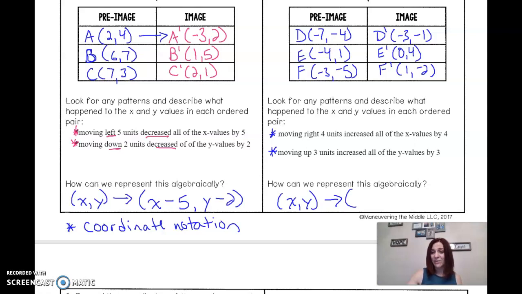Our x values are left to right movement. So if I'm moving right 4 units, I'm taking whatever my x value is and adding 4. Negative 7 plus 4 is negative 3. Negative 4 plus 4 is 0, right? And then our y values, if we're moving up 3 units, that means whatever my y value is, I'm increasing it, or I'm adding on 3. Negative 5 plus 3 is negative 2. 1 plus 3 is 4. Okay? So this coordinate notation tells us how we can perform the translation without writing it out in a bunch of words.